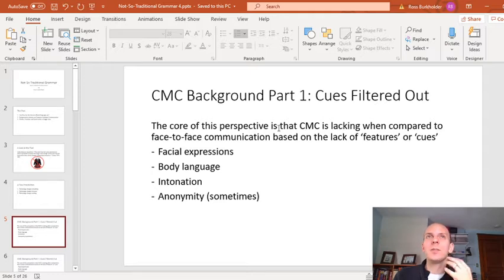So this doesn't count for all computer-mediated communication. It's kind of particular to the types of computer-mediated communication that were popular at the time. Think email. Just think email for now. It'll make it easier.